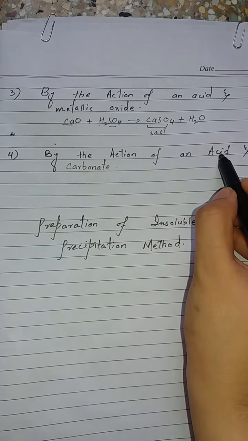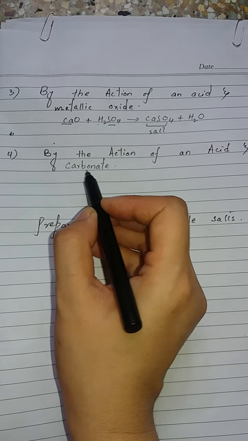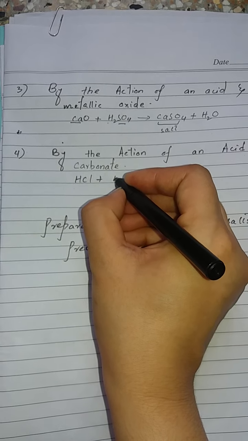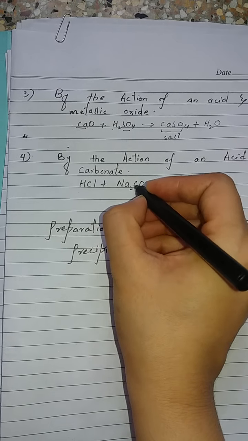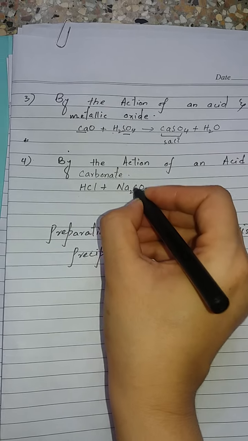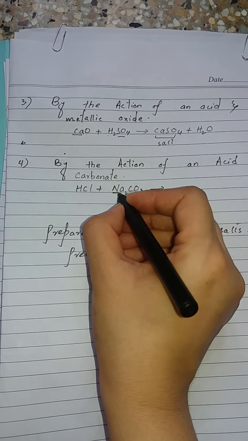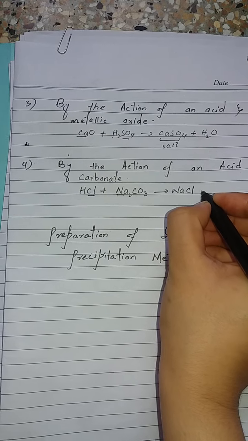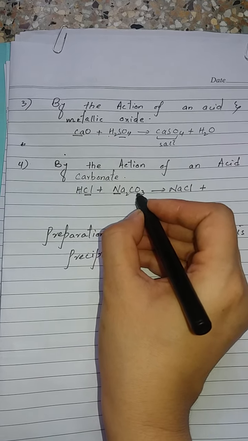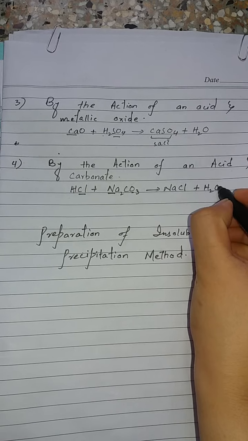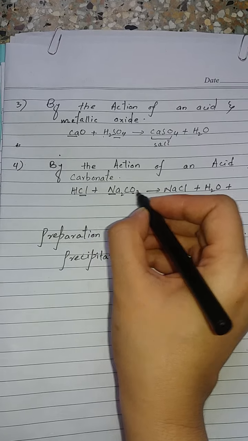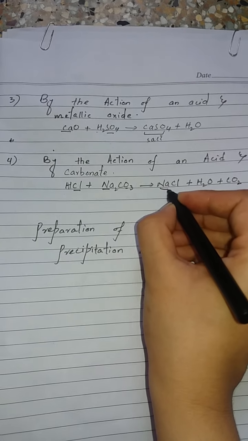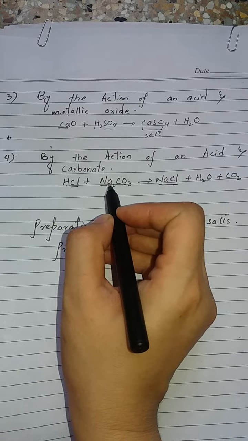Fourth method is by the action of an acid and carbonate. When any acid such as HCl reacts with carbonates or bicarbonates such as sodium carbonate, then Na reacts with the Cl atoms and forms NaCl. Here hydrogen reacts with this oxygen and forms H2O. From these carbonates, carbon dioxide gas is also evolved. So here salt is formed by the action of acid on carbonate.